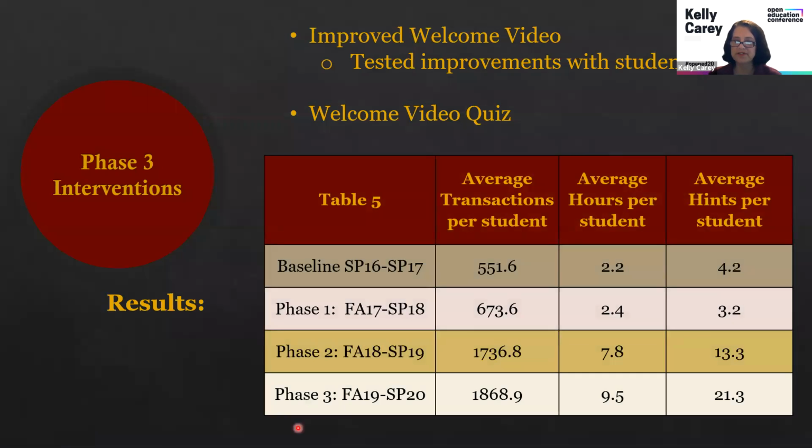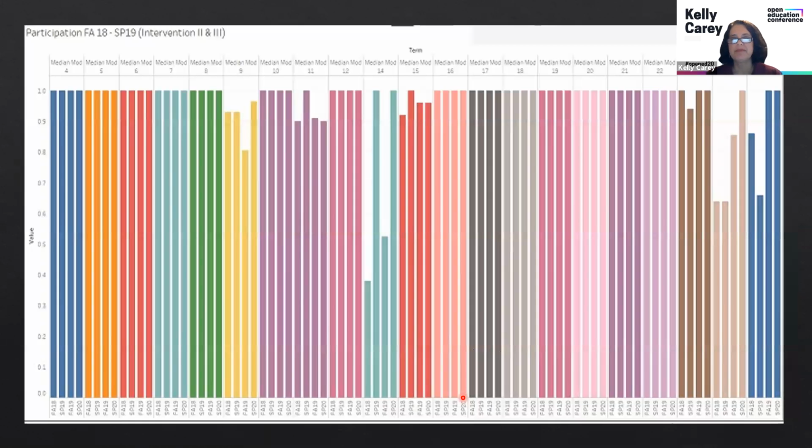And then you'll see I did have another increase up to 1868. And then a big increase in hints per student. I also pushed that in the welcome video. So I started to see the results I wanted: getting the students to participate and engage, so that they would learn. Okay. And here's my participation chart.